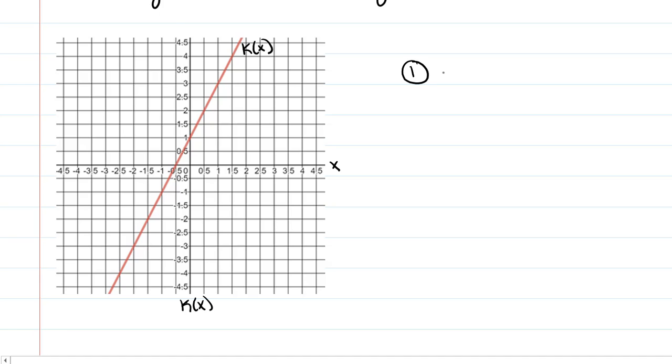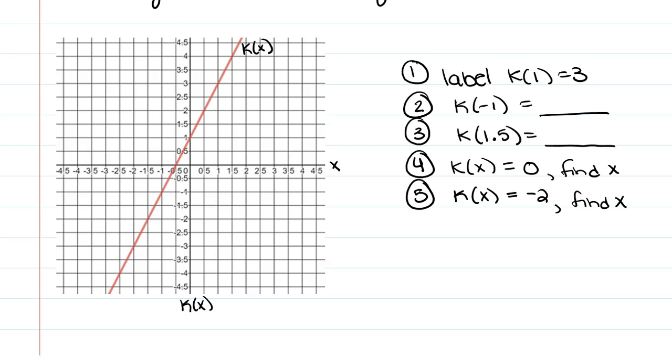So let's do a couple things. We're going to label k of 1 equals 3, and then find a couple other points here. Okay, so I've written a couple more questions. So let's do all of these things. So let's start off with number 1, label k of 1 equals 3. So that is the ordered pair 1 comma 3. So that means my x is 1, and that point is right on the line, so that is 1 comma 3. There we go. Done with number 1.